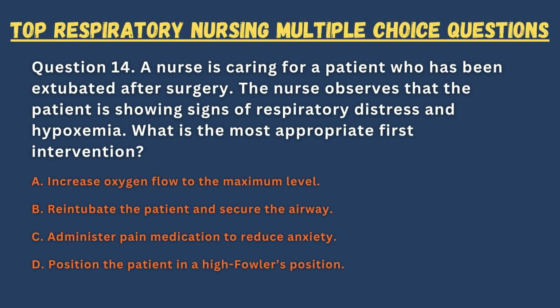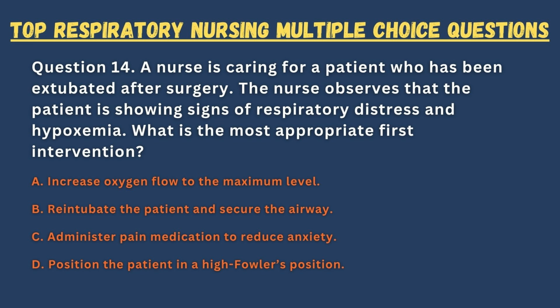Question 14. A nurse is caring for a patient who has been extubated after surgery. The nurse observes that the patient is showing signs of respiratory distress and hypoxemia. What is the most appropriate first intervention? A. Increase oxygen flow to the maximum level. B. Re-intubate the patient and secure the airway.